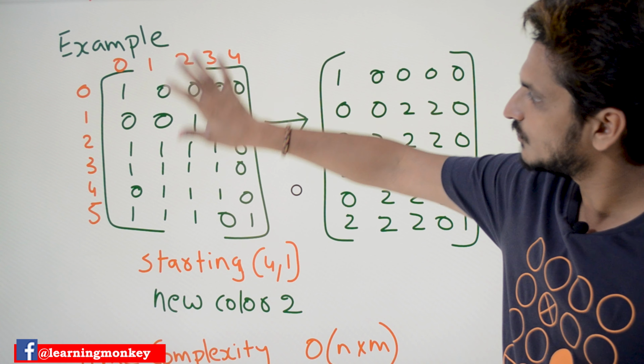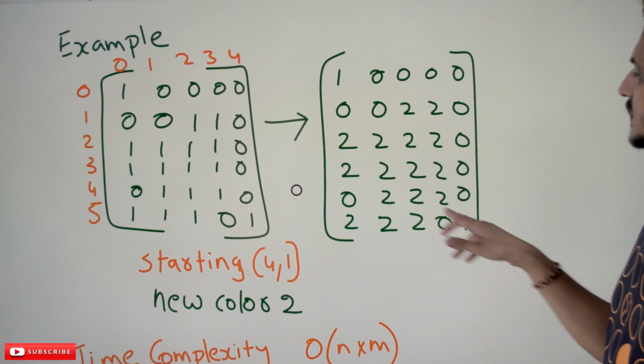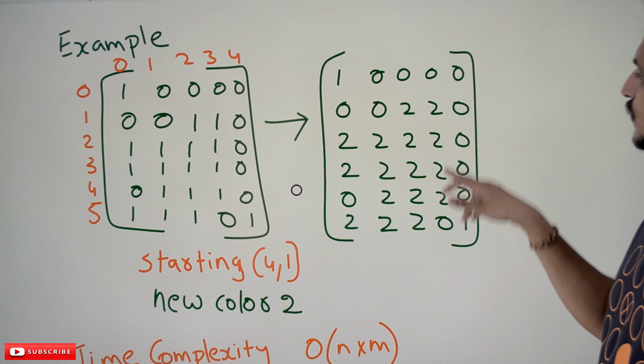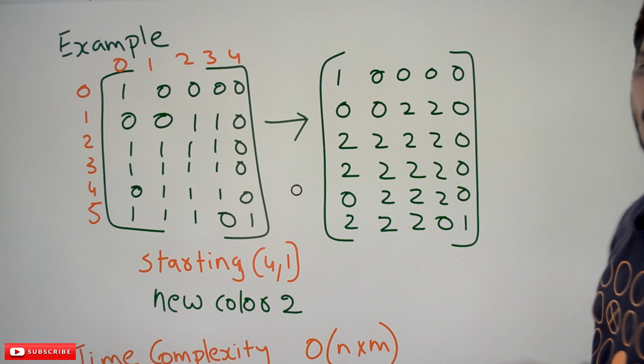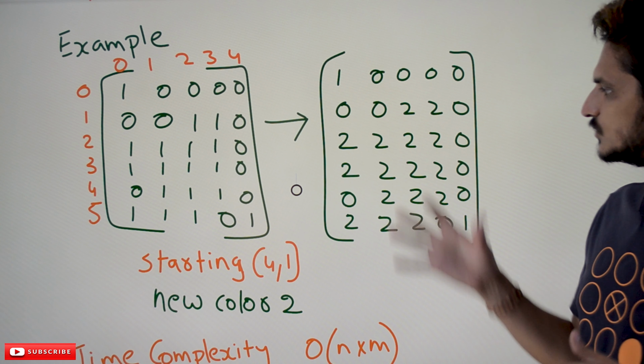After converting this input, this is the output we are going to get. See, all the ones are converted into 2s except this one and this one. All the remaining ones are converted. So this is what the output is.